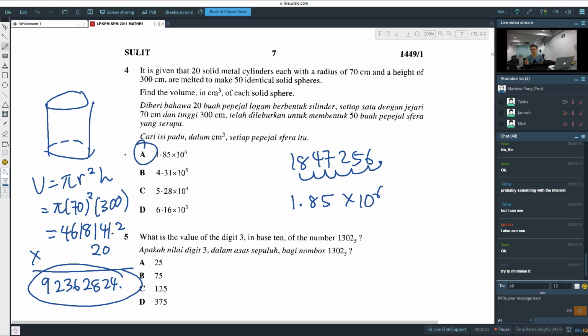Alright, so basically you just find one cylinder, and then you have 20 cylinders, so you multiply by 20, then you find out the total volume you have over there. Then you melt the total volume into the 50 identical solid spheres, right? So you just divide by 50. A lot of students try to use 4 over 3 pi r cube to solve this kind of question. Actually, you do not need to do that, because the question wants to find the volume of each sphere. It's not like they want to find the r, or pi or something. They want to find the whole volume, so you just divide by 50, then it should be fine. You do not need to do 4 over 3 pi r cube in this case.